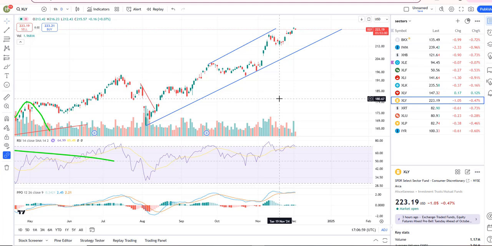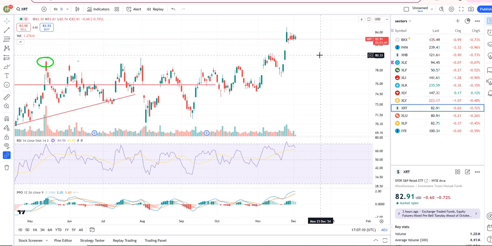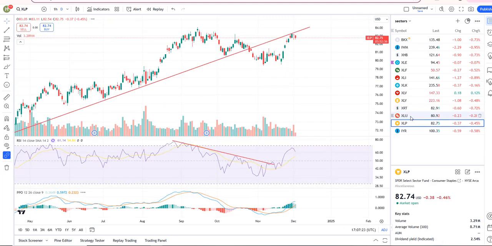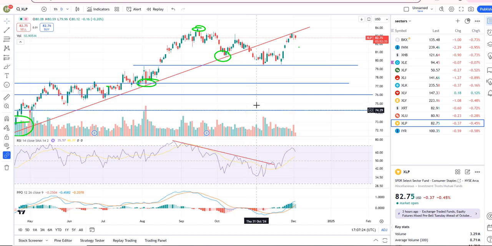XLY, consumer discretionary. I don't see much here. Momentum still looks okay. You've got bullish momentum, bullish price action, so that one doesn't look horrible. Real estate or retail, this one continues to look okay as well. So again, you're going to want to watch Visa and MasterCard. That'll give you a clue on that. Utilities doesn't really matter.